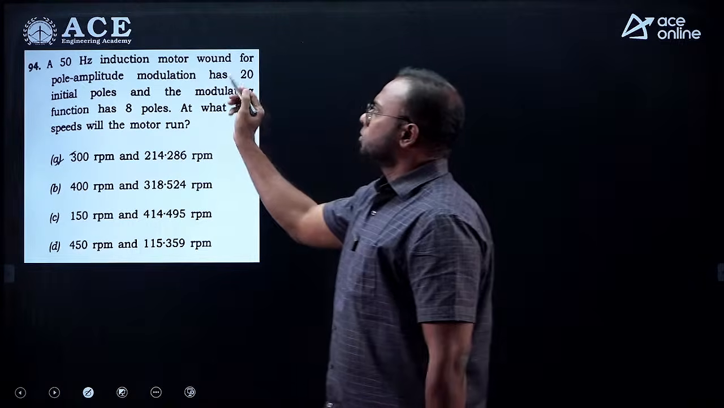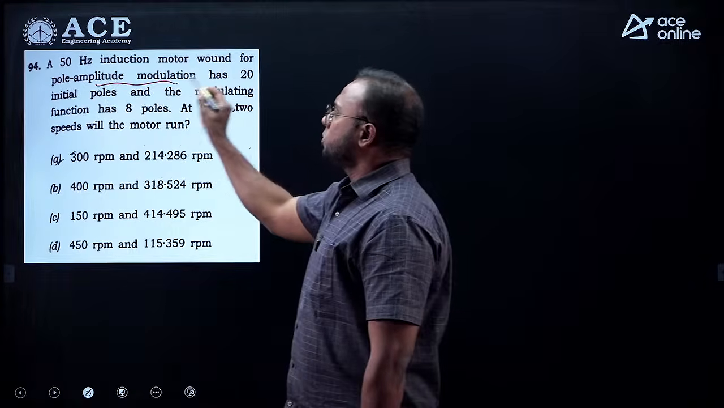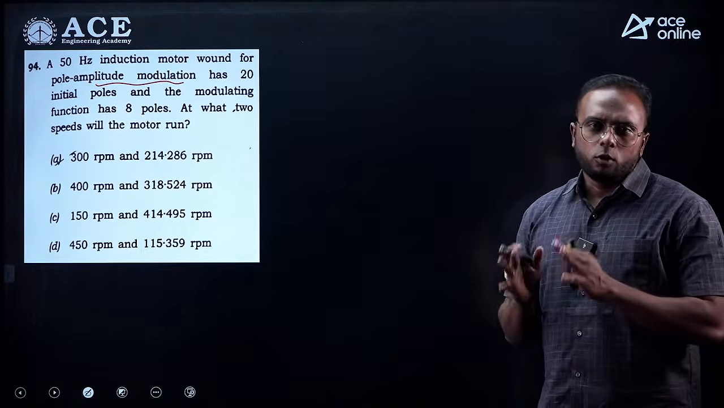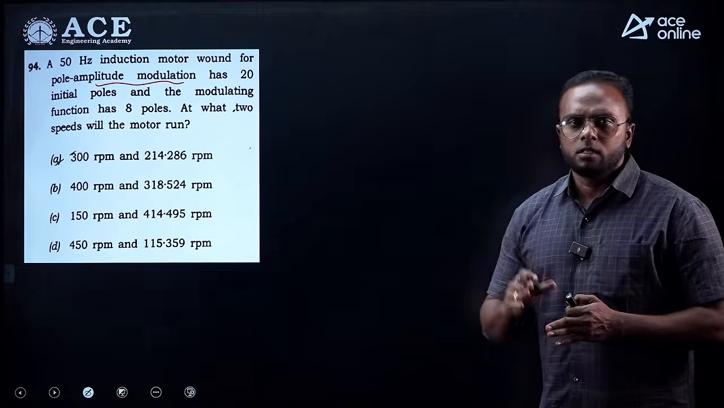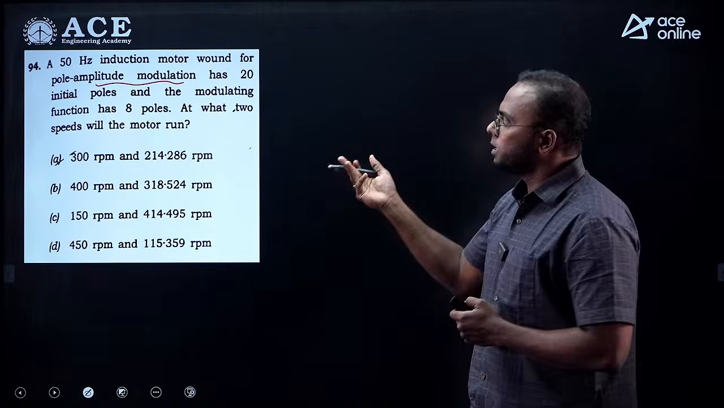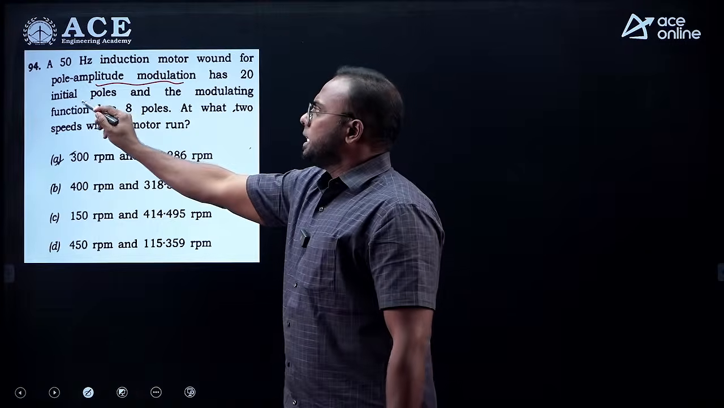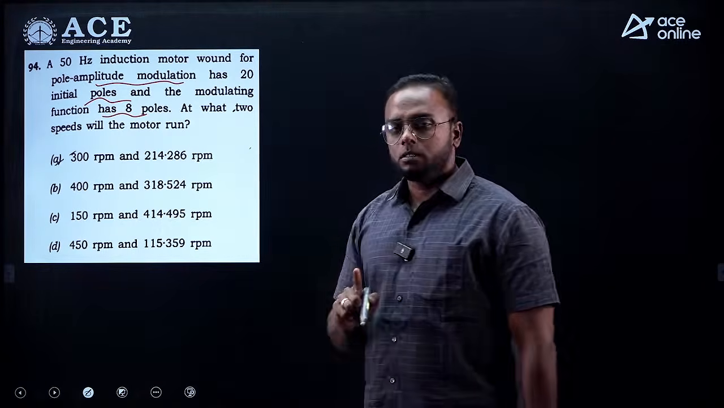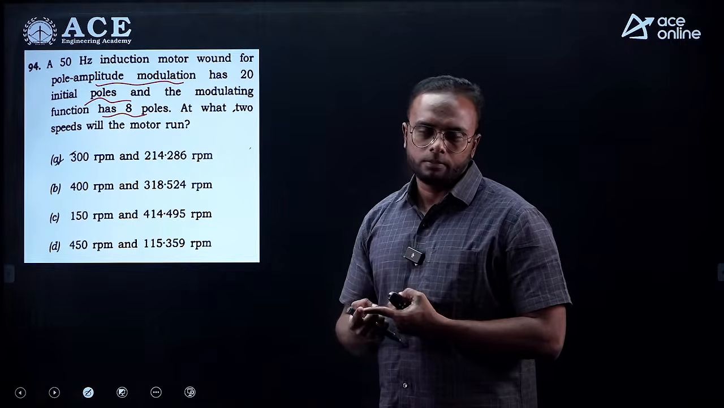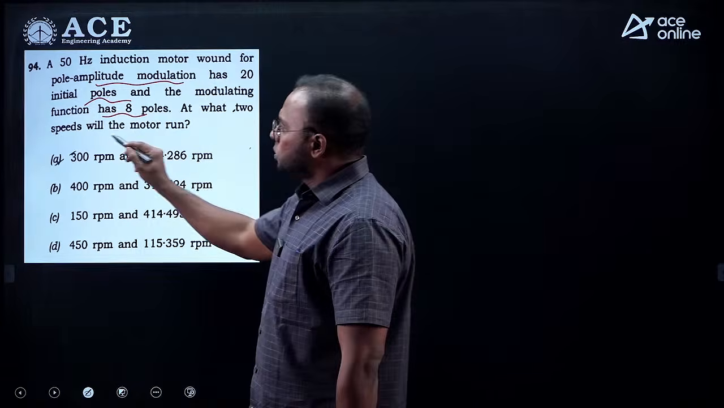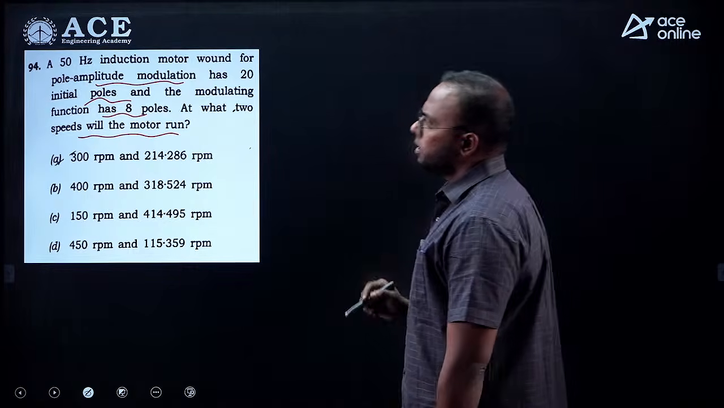A 50 Hz induction motor wound for pole amplitude modulation. Pole amplitude modulation means pole changing technique, in speed control methods. Maybe poles increase or poles we can decrease. How much modulation is given here? It has 20 poles initially, and the modulating function has 8 poles. Means the poles may be increased by 8, that is 20 plus 8, or decreased by 8. Now at what 2 speeds will the motor run?